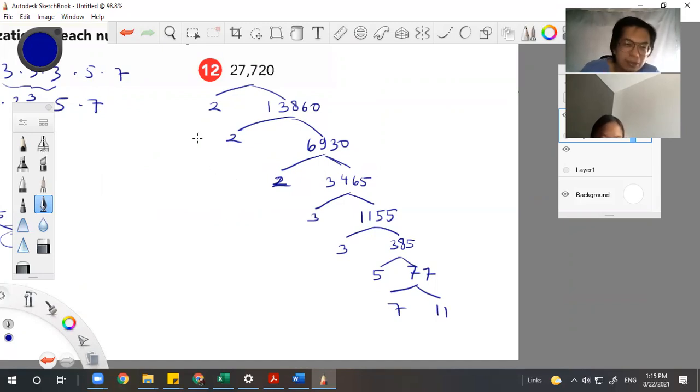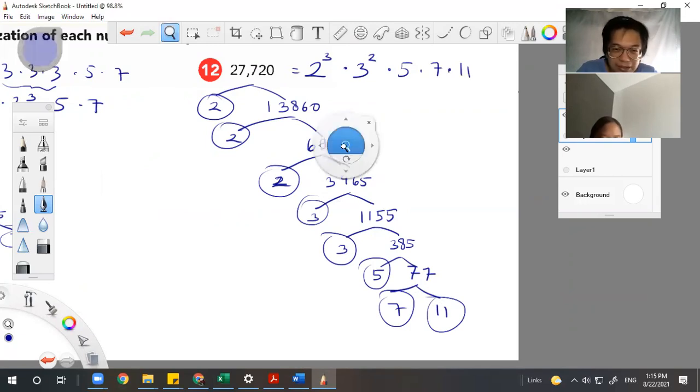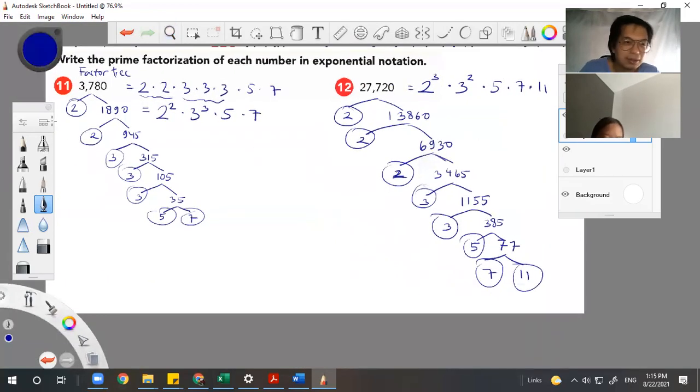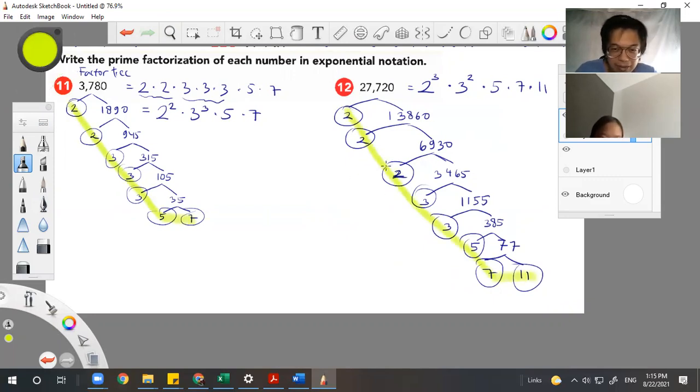Yeah. Okay, so how many 2 we have? 1, 2, 3. So you just can write 2 to the power of 3 or 2 cubed times 3 squared. That's right. 5 itself. 5 times 7. 7 and 11, right? And 11. I called this a hockey stick. Why is it a hockey stick? Because you can just look at the edges. This is like a hockey stick. And that's all for the answer.